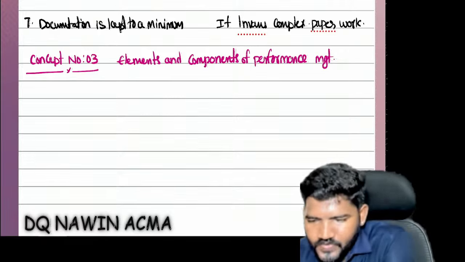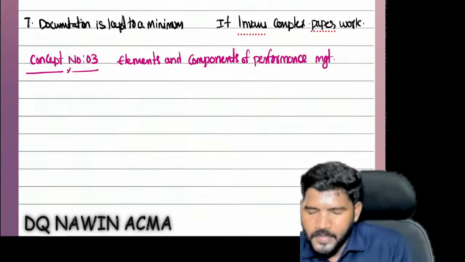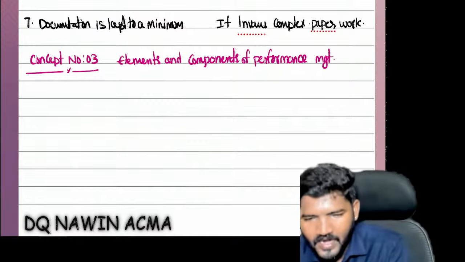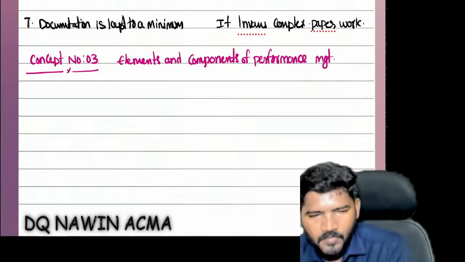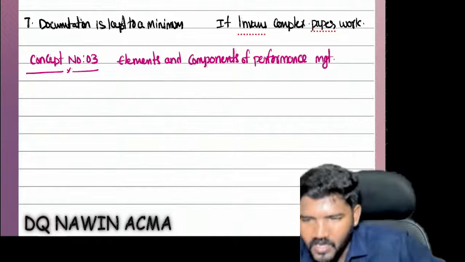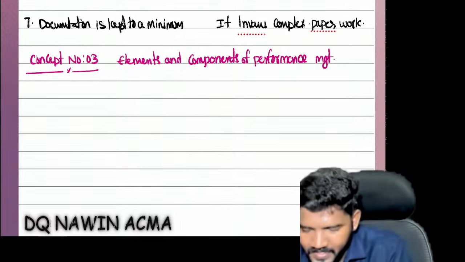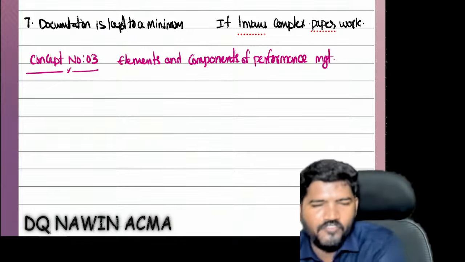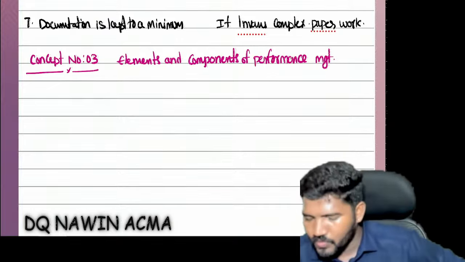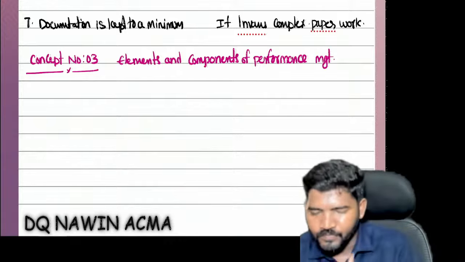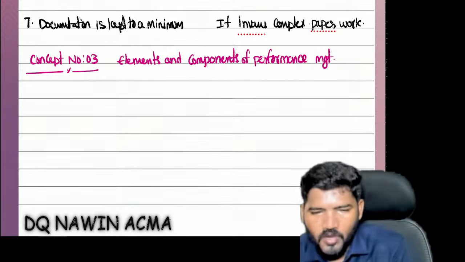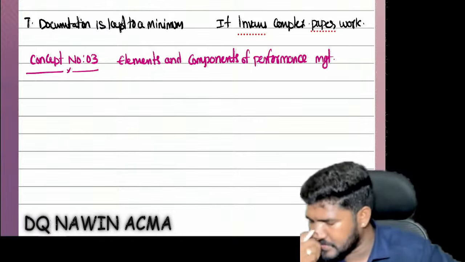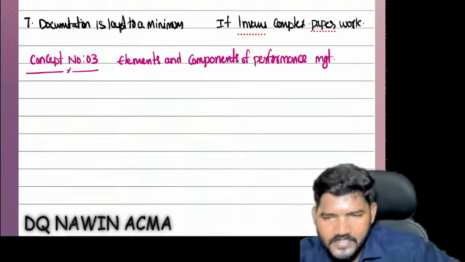So there is a chance of getting a question like this: What is meant by performance management and its objective? Please explain the elements of performance management, or what is meant by performance management, and explain the components of performance management. Let us check what are the elements and components we have. Elements and components look similar, but not the same.